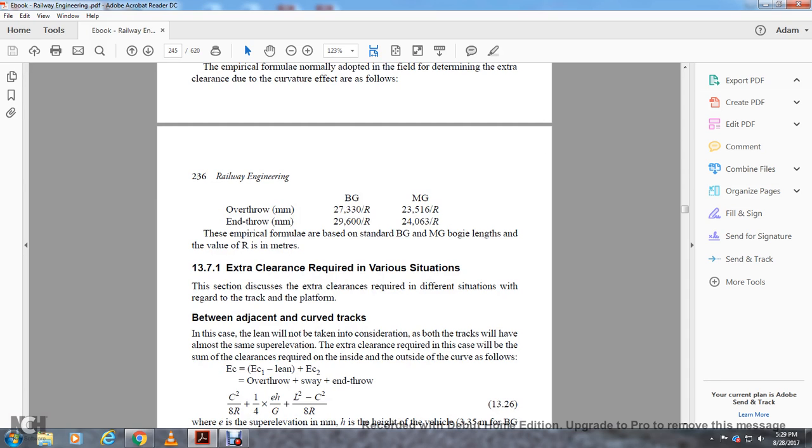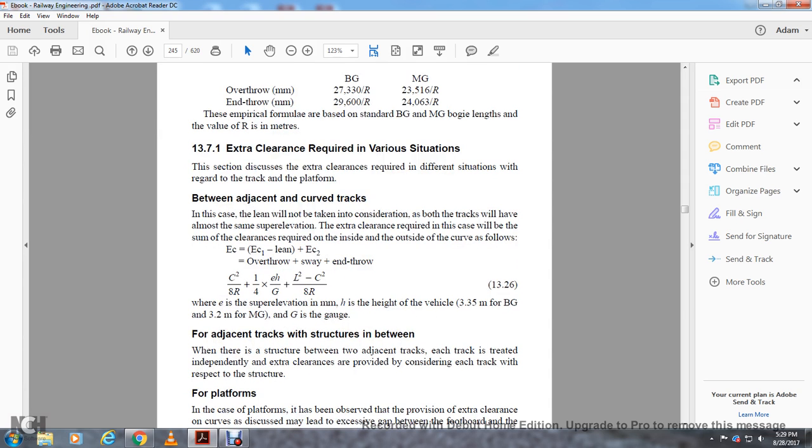This section discusses the extra clearance required for different situations regarding the track and platform between adjacent curved tracks. In this case, the lean will not be taken into consideration. Both tracks will have almost the same super elevation. The extra clearance required in this case will be the sum of the clearance required for the inside and outside of the curve as follows. EC1 minus lean equals EC2, overthrow plus sway equals plus or minus end throw. Whereas E is the super elevation in millimeters, H is the height of the vehicle, 3.35 meters for broad gauge, 3.2 meters for meter gauge, and G is the gauge.